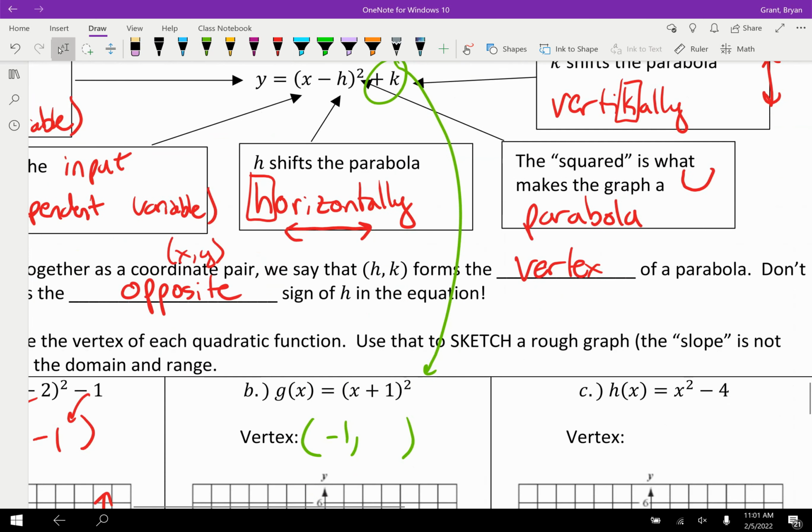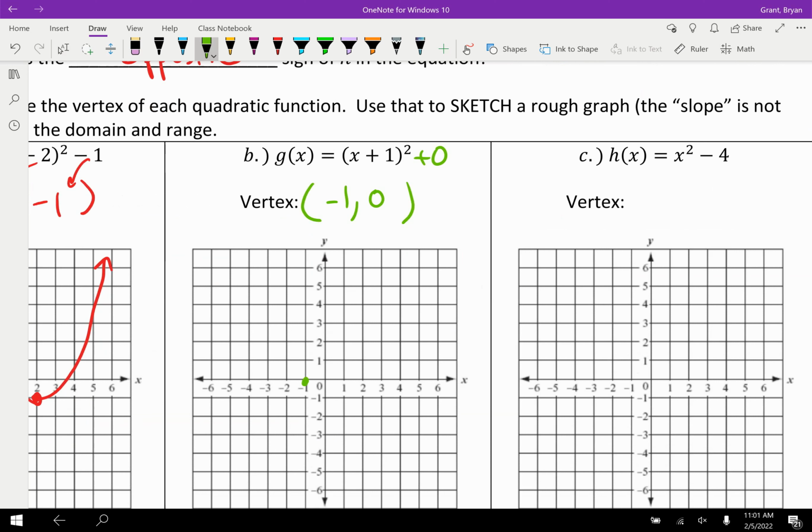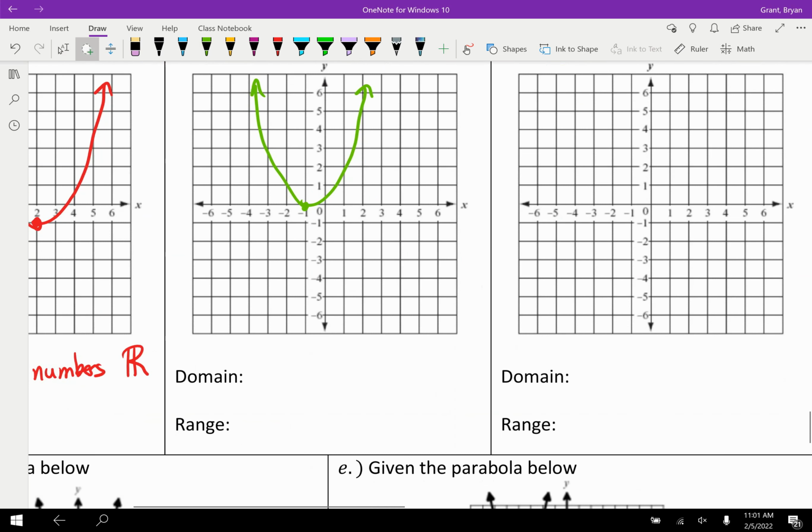Well, if we didn't write it, then what can you add that you don't have to write because it doesn't change the problem? Hopefully you said 0. Right? If you give someone $0, they stay the same. It's not a 1. If you give someone $1, now we've changed them. So, negative 1 comma 0 right here. And then our parabola. Nothing more complicated than that. Domain, all real numbers. And our range, the k value is 0. Y is greater than or equal to 0.